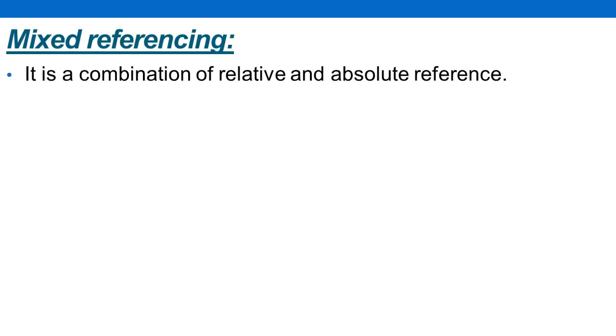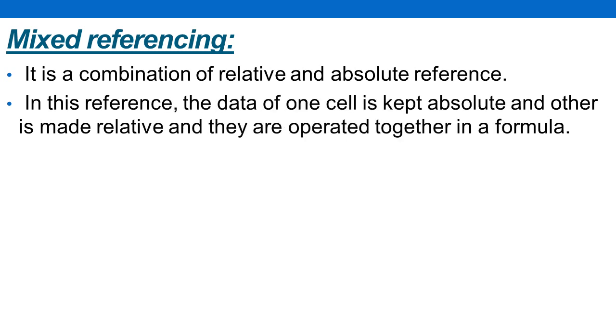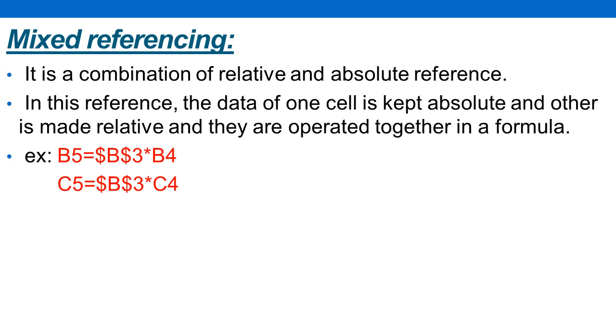Third type of referencing is mixed referencing. Mixed referencing is a combination of relative and absolute reference. In this reference, the data of one cell is kept absolute and the other is made relative, and they are operated together in a formula. Example, B5 cell equals B3 into B4. Next, C5 cell equals B3 into C4. You can see here B3 is constant in both cell addresses.